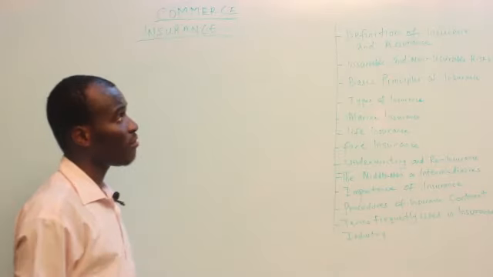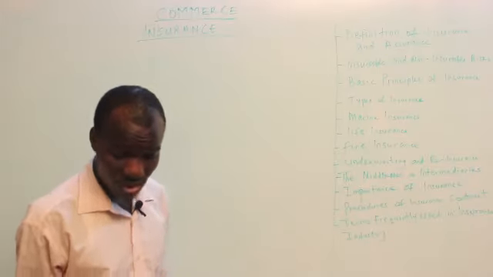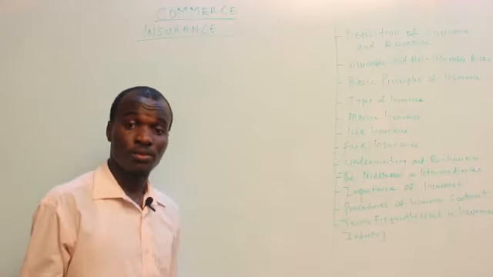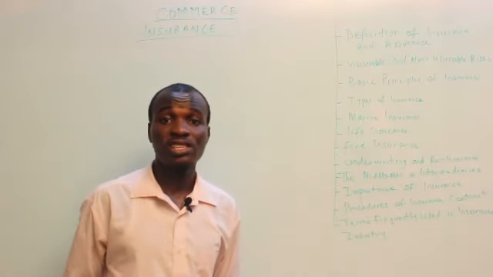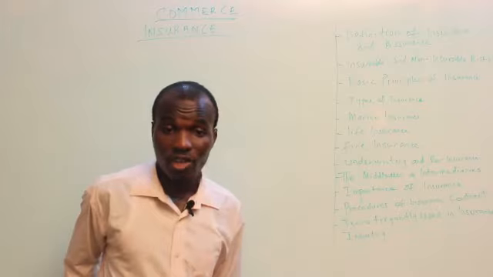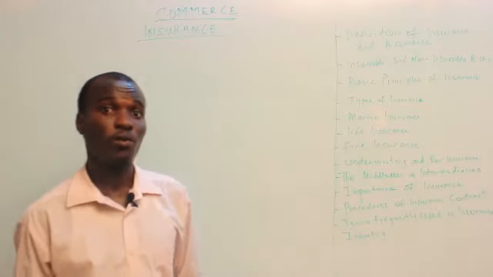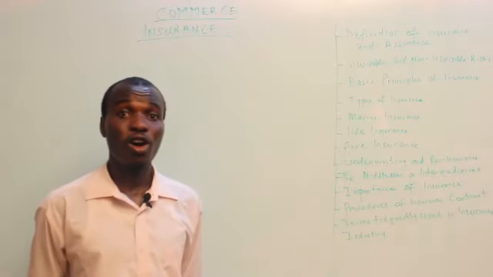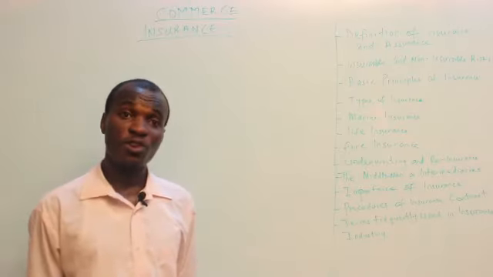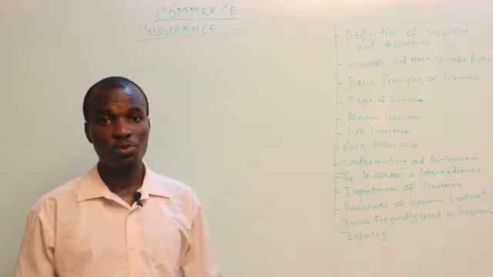Now, the first thing we have is the definition of insurance and assurance. Insurance also serves as one of the important aids to trade. So it helps to facilitate the art of buying and selling. So insurance is also a form of what? It has been referred to as the pooling of risks. So insurance helps to pool the risks of the business.